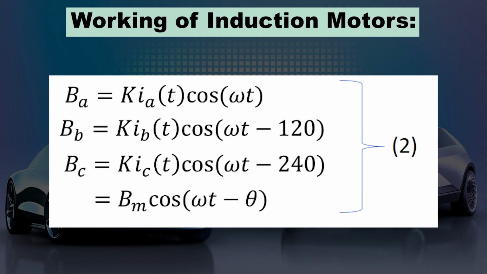Each of these 3-phase currents will generate a magnetic field. Let BA, BB, BC be the magnetic fields generated by the currents IA, IB, IC. BA is equal to K IA cos omega t, BB is equal to K IB cos(omega t minus 120) and BC is equal to K IC cos(omega t minus 240). There will be a resultant magnetic field because of these 3 fields, which is equal to Bm cos(omega t minus theta).